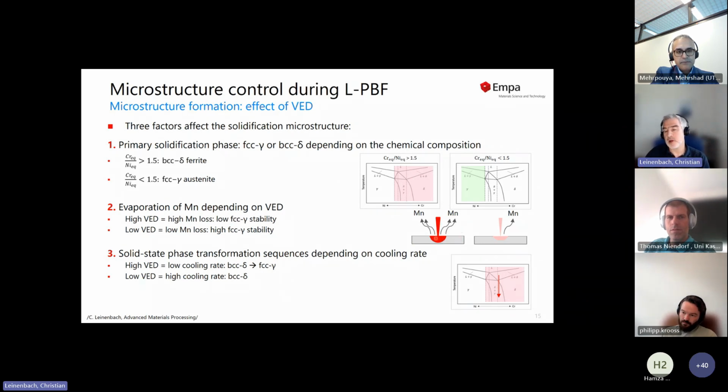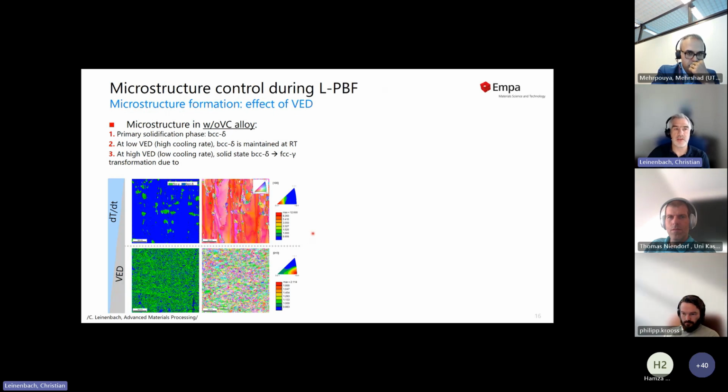And with the size of the melt pool and the VEDs in general, we can influence the cooling rates in our material. This has another effect on the phases that will form, mainly on the phase transformations in the solid state when we go further down in temperature. Because as you can see here, there are transformations from BCC delta to FCC gamma. At high cooling rates, you can rush all the way through from the melt to the solid state and maintain the delta phase. And that helped us also to explain a bit more what we see here.